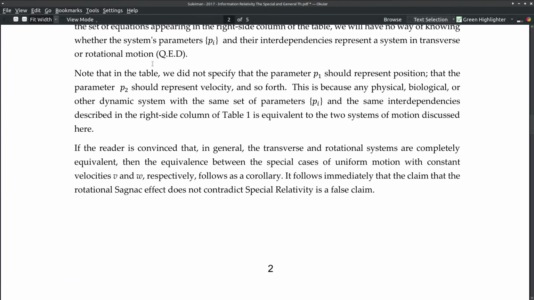All right, so note that in the table, we did not specify that the parameter p1 should represent position, that the parameter p2 should represent velocity, and so forth. This is because any physical, biological, or other dynamic system with the same set of parameters, pi, and the same interdependencies described in the right side column on Table 1 is equivalent to the two systems of motion discussed here.